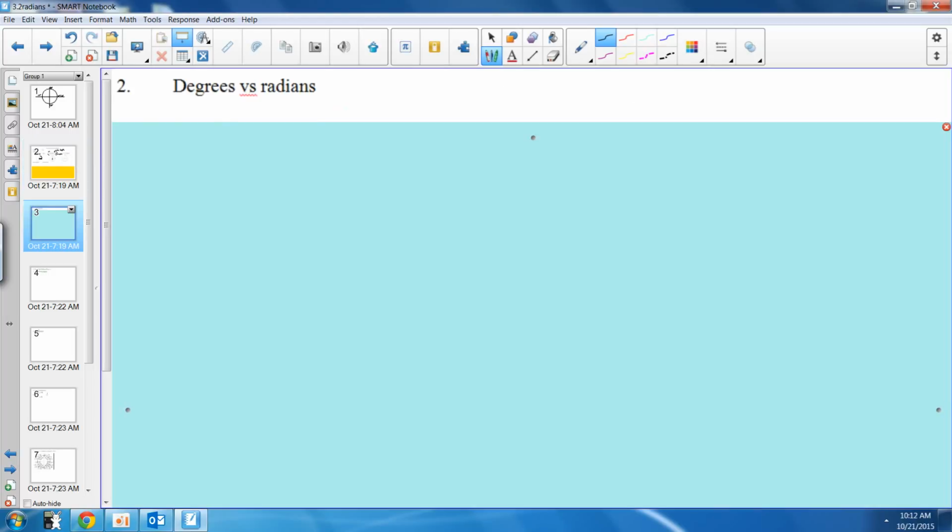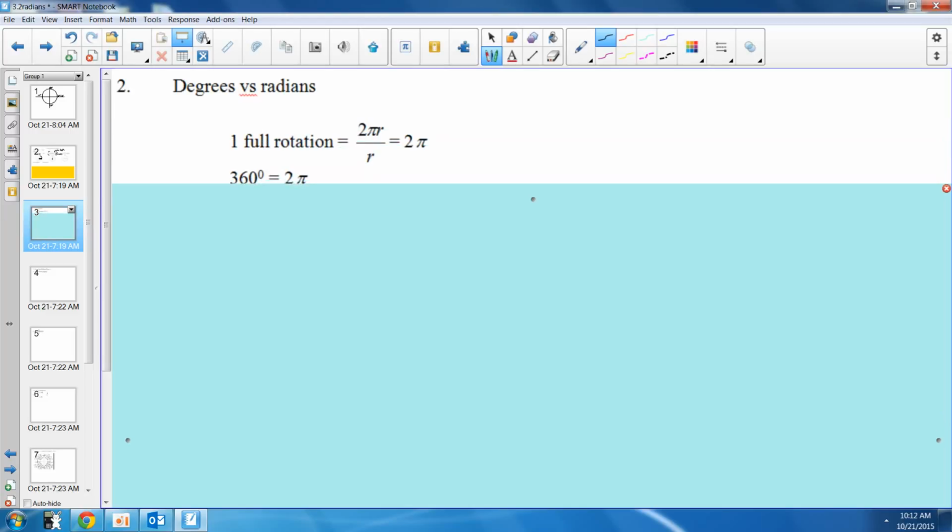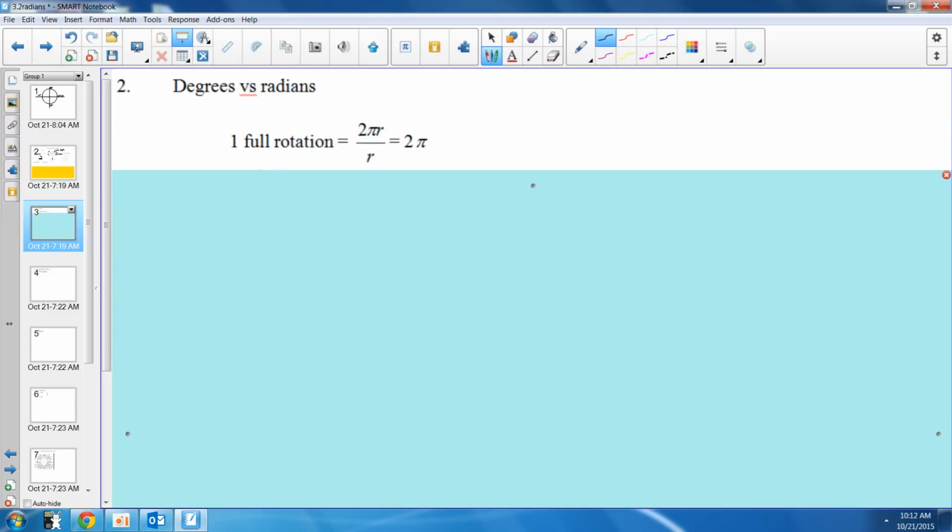How do you convert between degrees and radians and vice versa? You know that one full rotation all the way around the circle in radians is going to be 2 pi r, which is your circumference all the way around, your arc length, divided by your radius, which is r. And look what happens. Your r's cancel and you're left with 2 pi. 2 pi is the radian measure all the way around the circle.